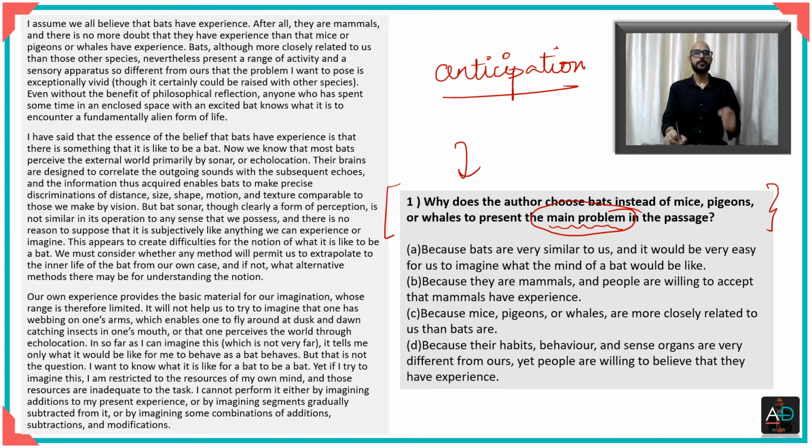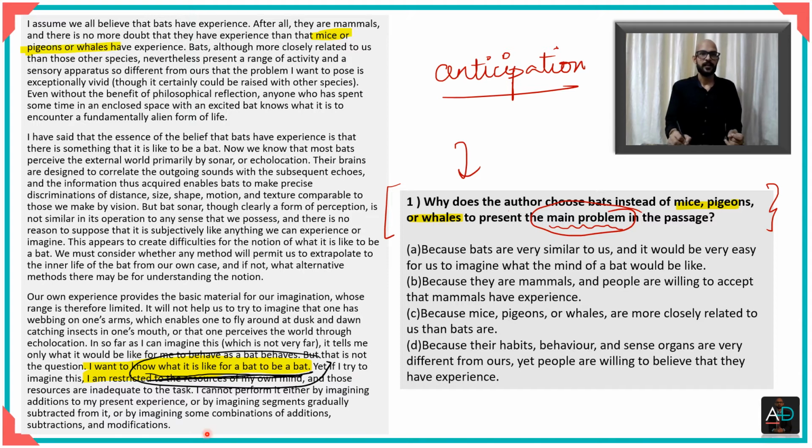Now, what is the main problem in the passage? The main problem in the passage is what we saw in the previous video as well: I want to know what it is like for a bat to be a bat. The problem is that the author wants to know what it is like to have the experience of a bat in the manner that the bat feels. This is the main problem. And the second thing, which deals with mice, pigeons and whales, let's just go and pick that in the passage.